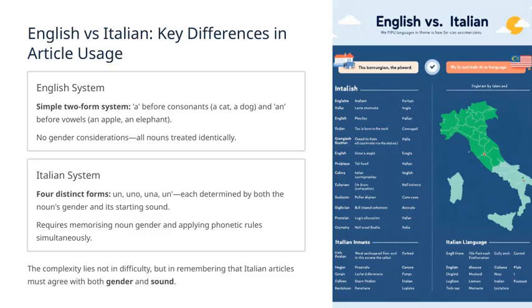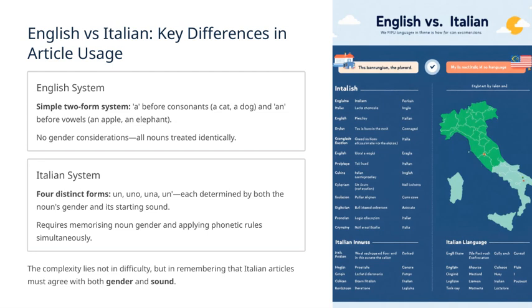Let's take a moment to compare how articles work in English and Italian. In English, we have a pretty simple system. We use a before words that start with a consonant, like a cat or a dog, and an before words that start with a vowel, such as an apple or an elephant. One important thing to note is that English doesn't consider gender, so all nouns are treated the same way.